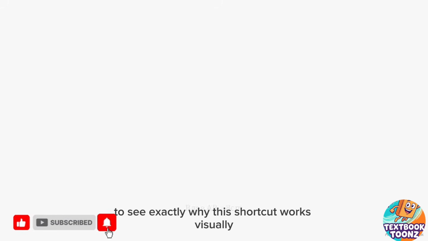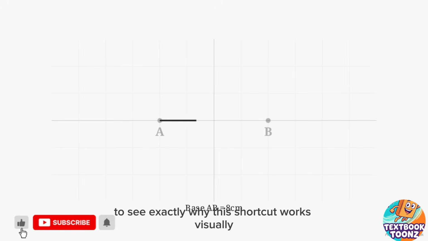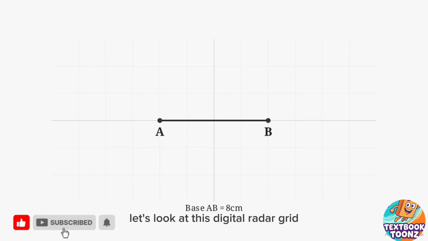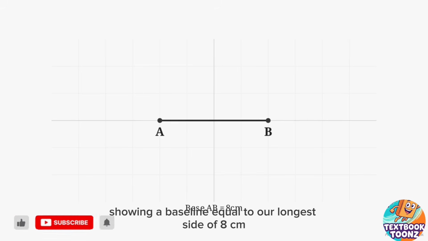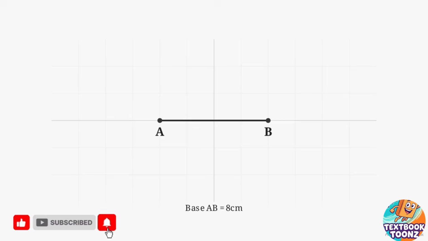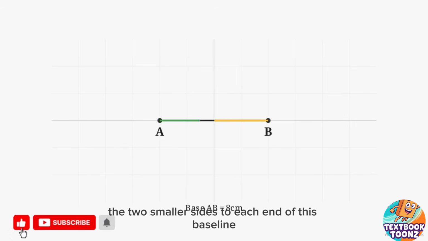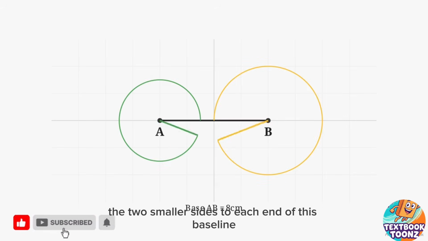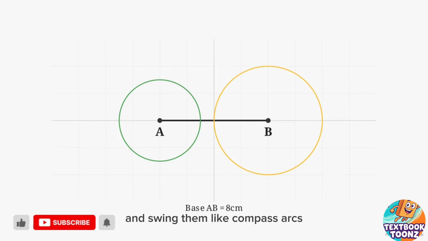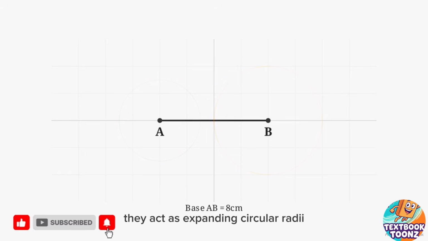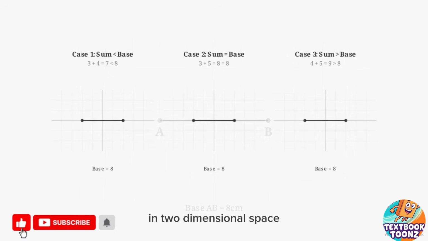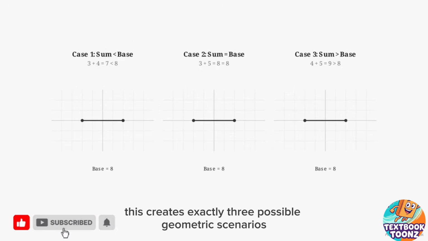To see exactly why this shortcut works visually, let's look at this digital radar grid showing a baseline equal to our longest side of 8 centimeters. If you attach the 2 smaller sides to each end of this baseline and swing them like compass arcs, they act as expanding circular radii. In 2-dimensional space, this creates exactly 3 possible geometric scenarios.